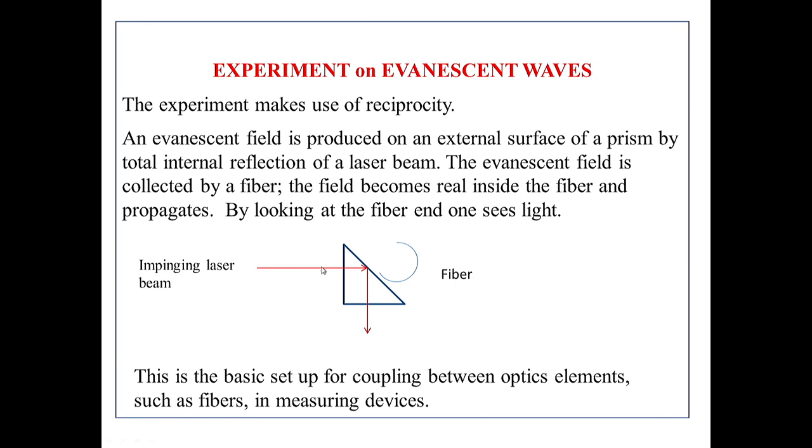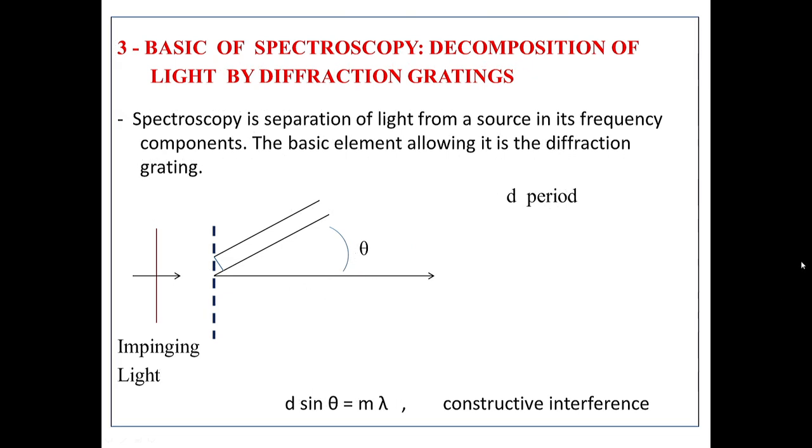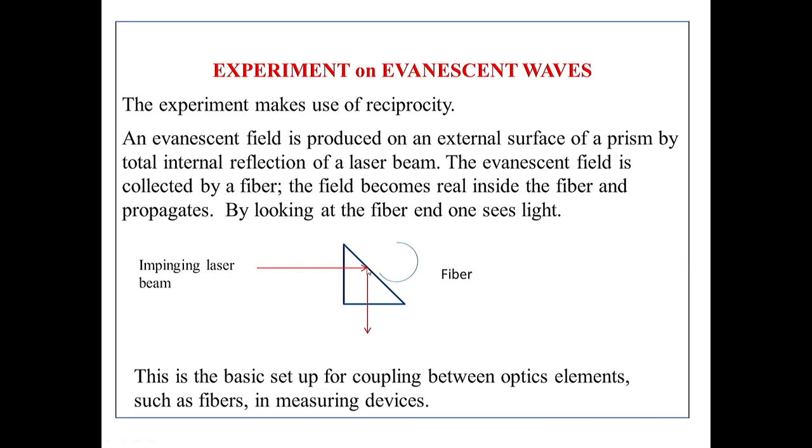A laser beam which is real goes inside the prism and remains real, and then it is reflected by total reflection. So in principle, on this side of the prism, there should be nothing. On the contrary, there is the evanescent field which propagates along the surface. This phenomenon has a reciprocity. That means that if you have an evanescent field on a surface created for some reason, on the other side of the surface, you have a real field, reciprocity.